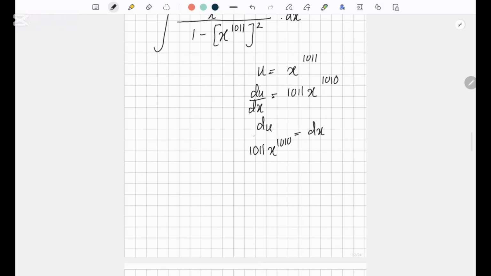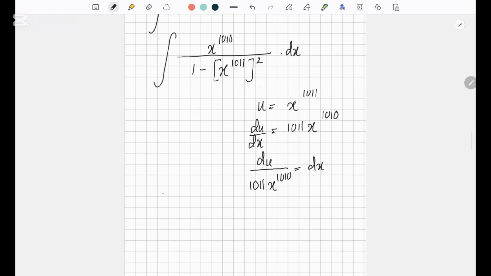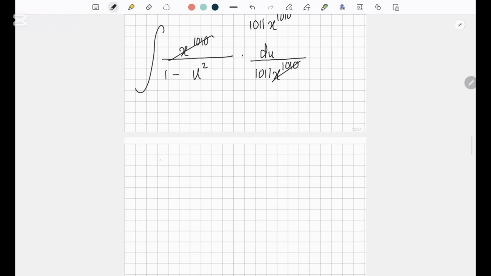Okay, so you go back into your question. You have x to the power 1010 over 1 minus, and instead of x to the power 1011, I'm going to write u, so u squared, dx. Instead of dx, I'm going to write du over 1011 x to the power 1010. You can see these two will cancel off. You can take 1 over 1011 outside. All you have to integrate is 1 over 1 minus u squared du.